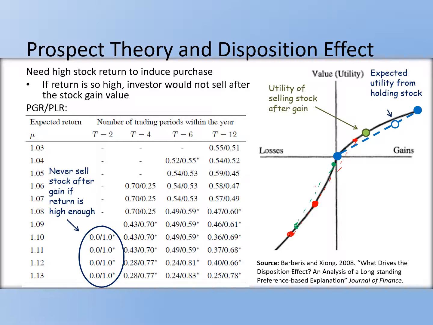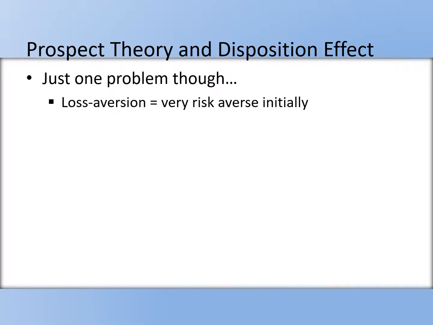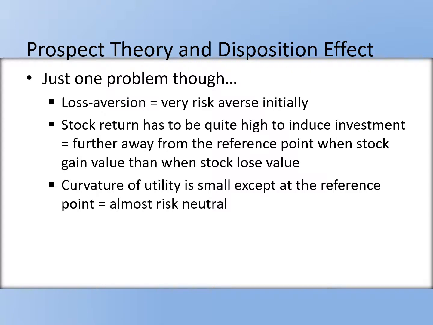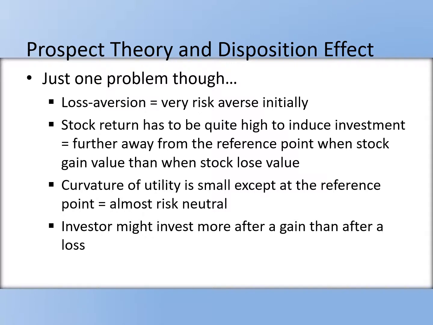So how do you actually explain the disposition effect with prospect theory? Okay, we have talked about that. Loss aversion means you're very risk averse initially. Stock return has to be very high to make you invest, and the curvature of utility is small except at the reference point, so you're pretty much risk neutral. So an investor might invest more after a gain than after a loss. Once again, the estimated numbers provided by Kahneman and Tversky only give you very shallow risk aversion in the gain region, so you're pretty much risk neutral.